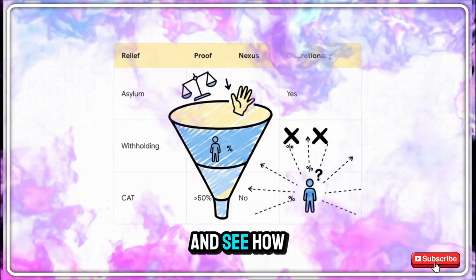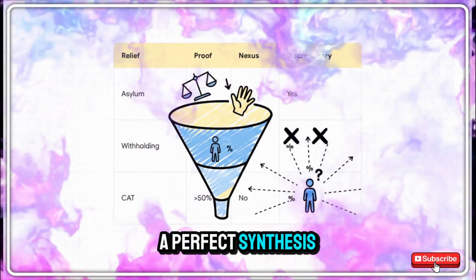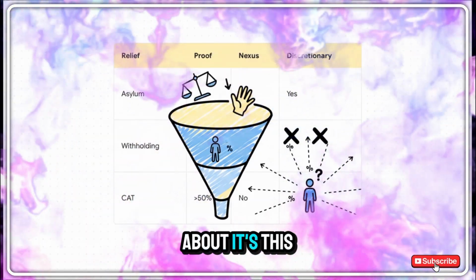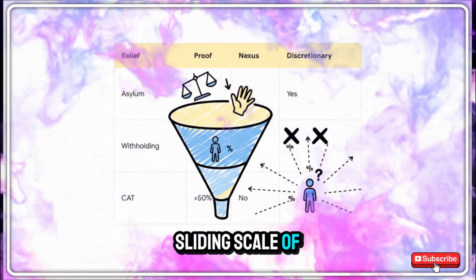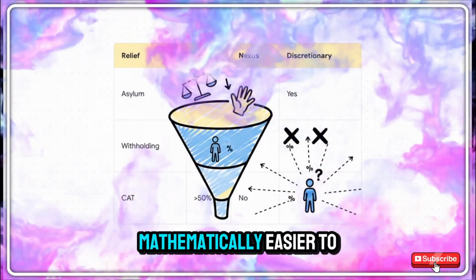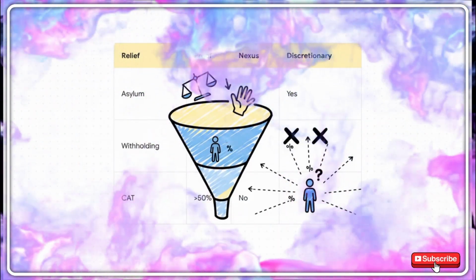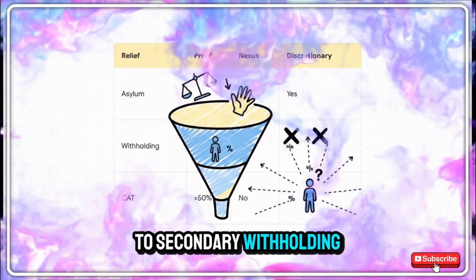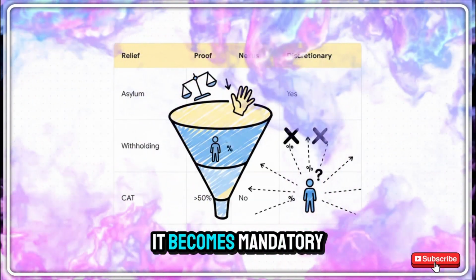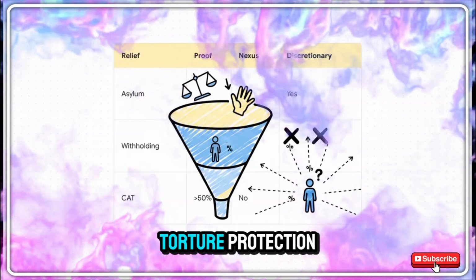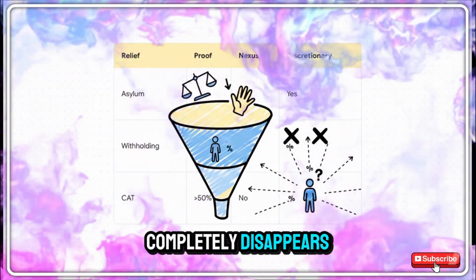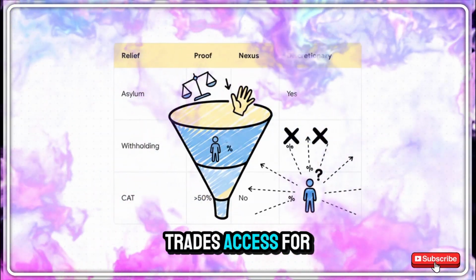Let's move to the table and see how this builds into a perfect synthesis. This table really illustrates that funnel of protection we've been talking about. It's this perfectly calibrated sliding scale of legal requirements versus systemic obligations. Look at primary relief. Mathematically easier to prove, but highly discretionary. As you slide down the funnel to secondary withholding, the standard of proof spikes to over 50%, but discretion vanishes. It becomes mandatory. By the time you hit anti-torture protection at the very bottom, the requirement to tie the harm to your personal identity completely disappears. The architecture literally trades access for certainty.